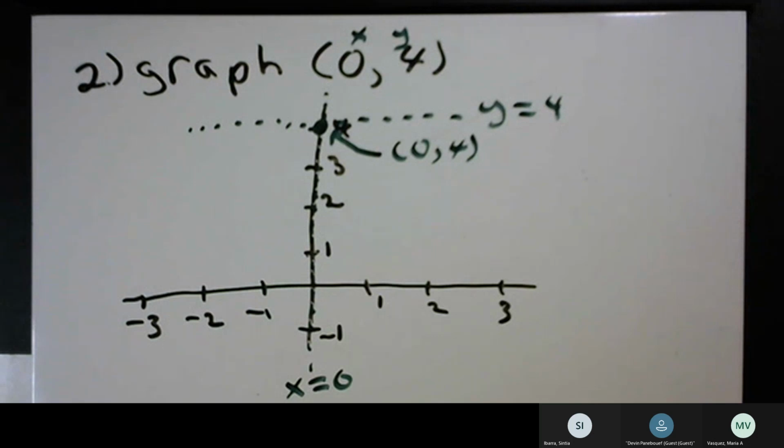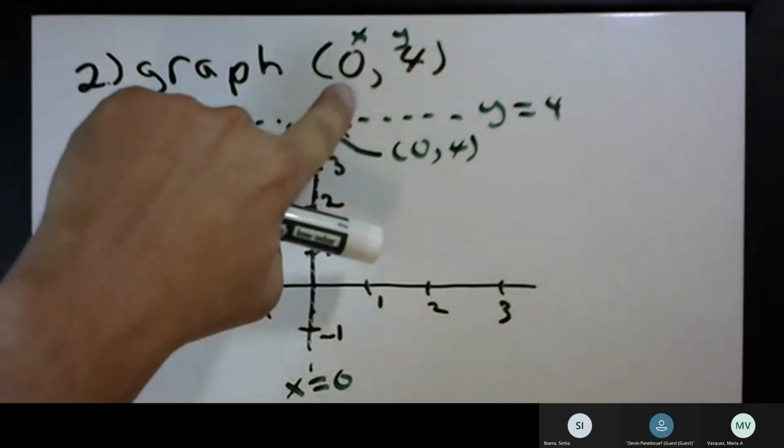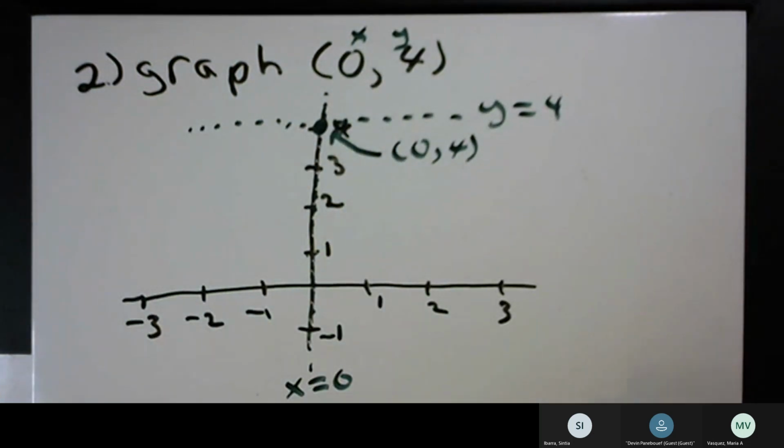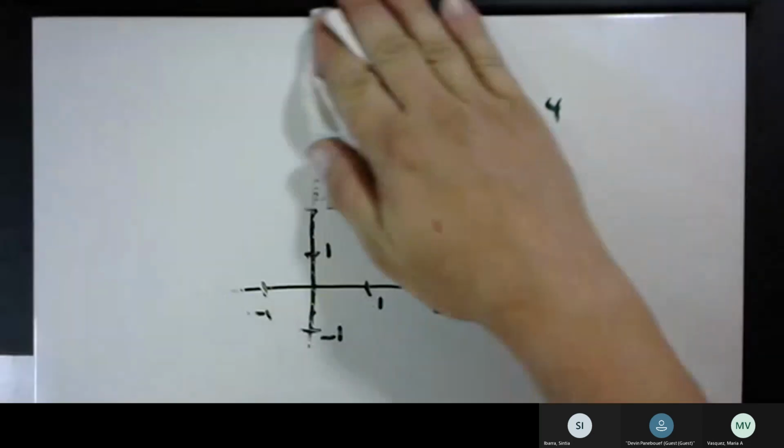Questions about that? So if you just remember, x will be vertical line, y is horizontal line. Where those intersect, that's the location of that point.